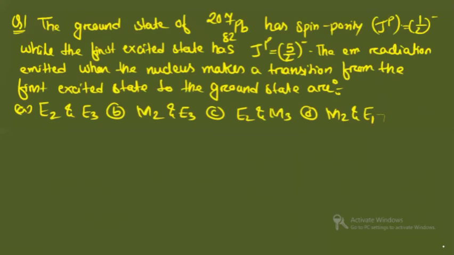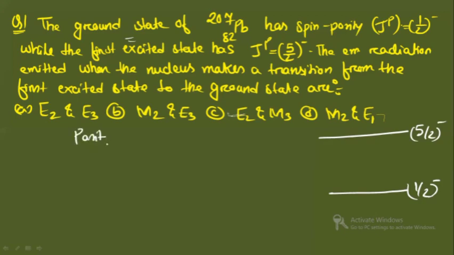The ground state has spin and parity 1/2 negative, and the first excited state has 5/2 negative. The question asks for the electromagnetic radiation emitted when the nucleus makes a transition from the first excited state to the ground state. For the ground state, spin is 1/2, parity is negative. For the first excited state, it is 5/2 negative. Now, you see parity is unchanged, right?